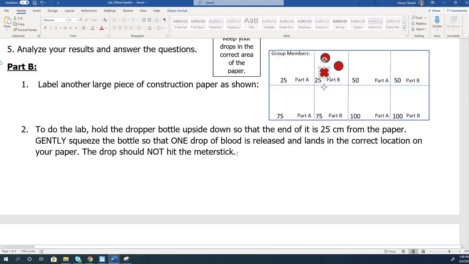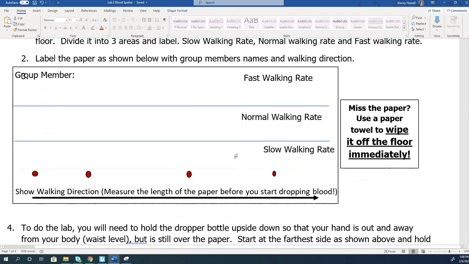Then you're going to get a very long piece of construction paper and divide it into 3. We found the easiest way to divide it into 3 is just to fold it in 3 and run a line along the folds so you can see your lines easily. Mark it fast walking rate, normal walking rate, slow walking rate. We also found that if you measure the length of the paper first, it makes life a lot easier, because trying to measure it once you've got blood on it is a mess. So measure the length before to find out how far you're going to be walking.